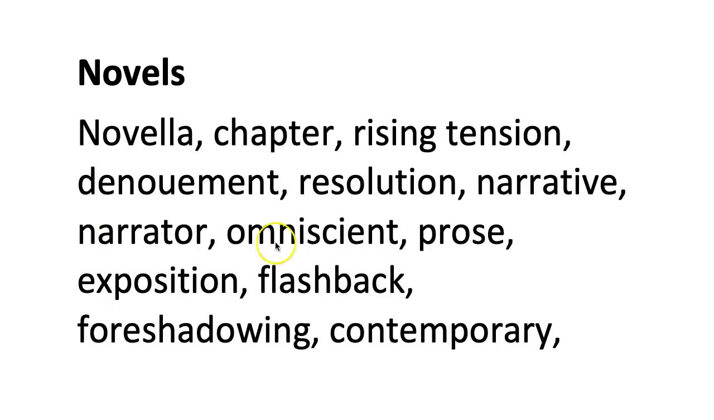Narrative, narrator, omniscient, a narrator who can see everything. You can get some very good interpretations by looking at what the author, the narrator tells us and doesn't tell us. All novels are written in prose, so you can use that technical vocabulary. Exposition, where the writer tells us the backstory. So exposition is the formal way of saying backstory.